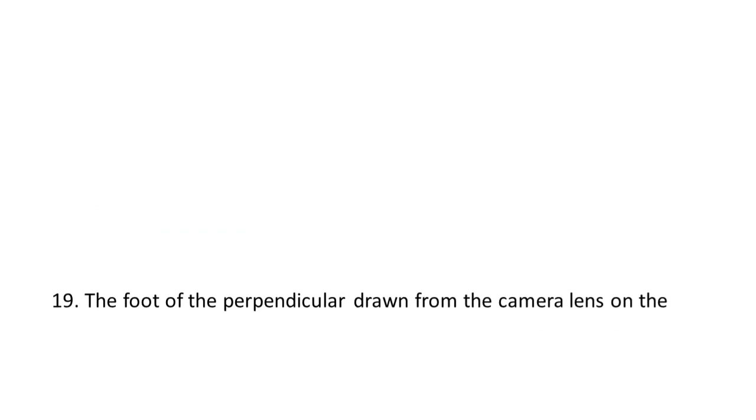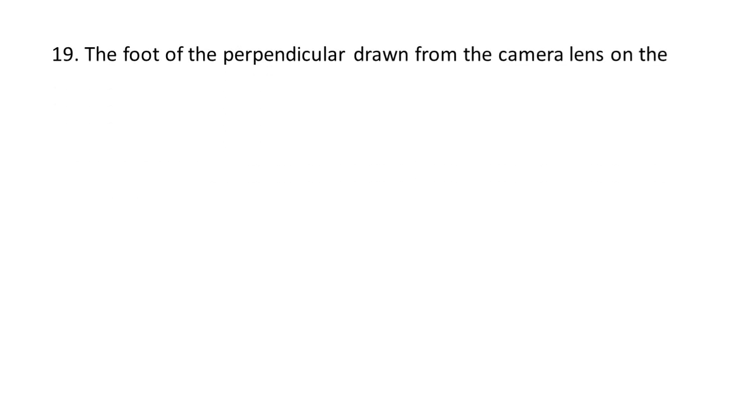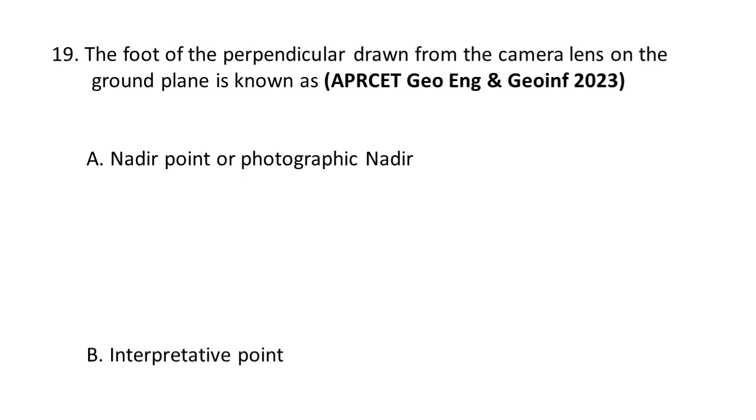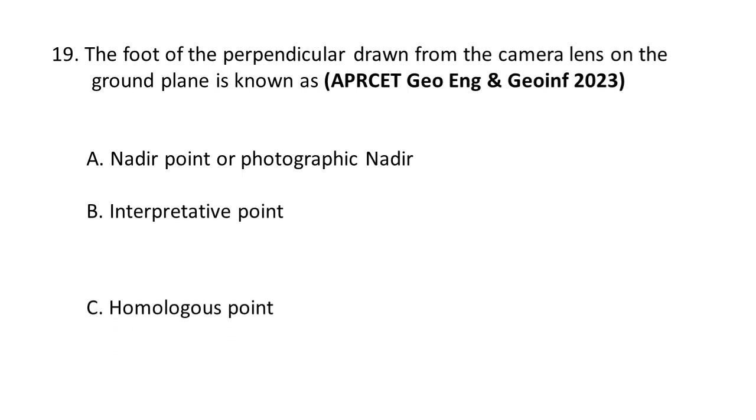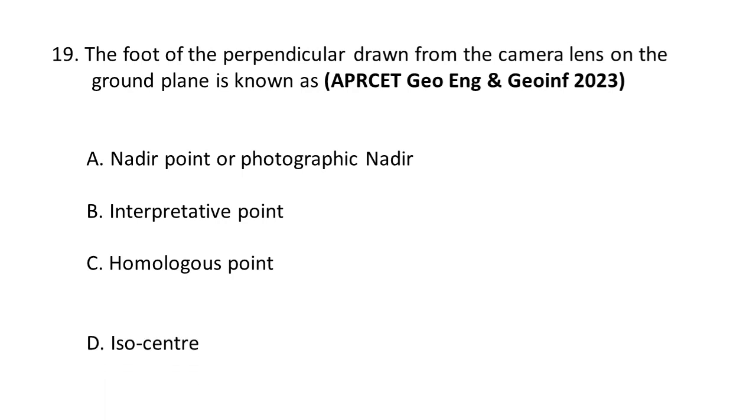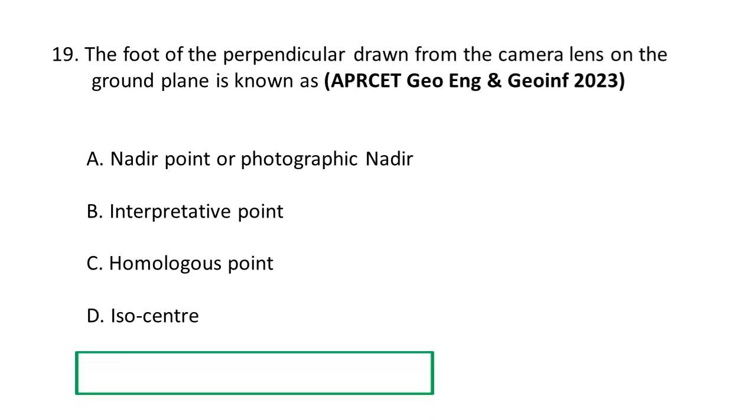Next question. The foot of the perpendicular drawn from the camera lens on the ground plane is known as A, nadir point or photographic nadir, B, interpretative point, C, homologous point, and D, isocenter. The foot of the perpendicular drawn from the camera lens on the ground plane is known as the nadir point or photographic nadir.